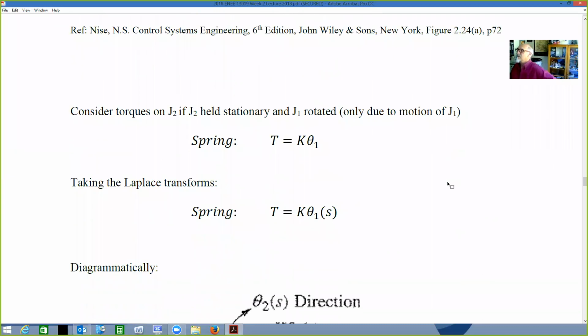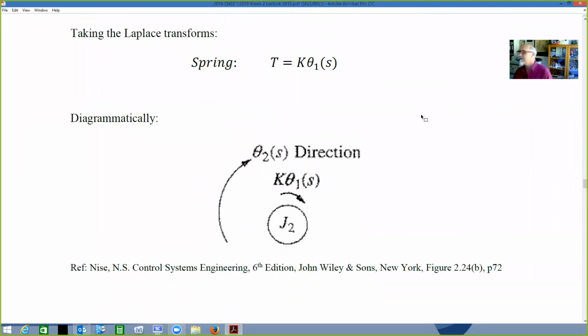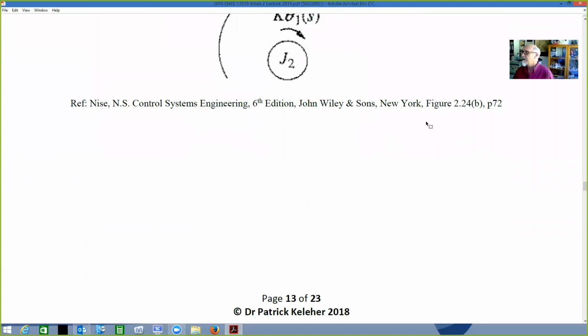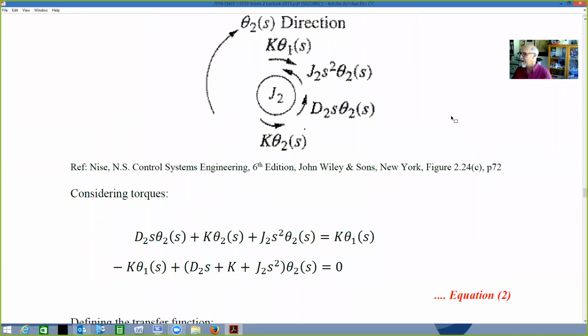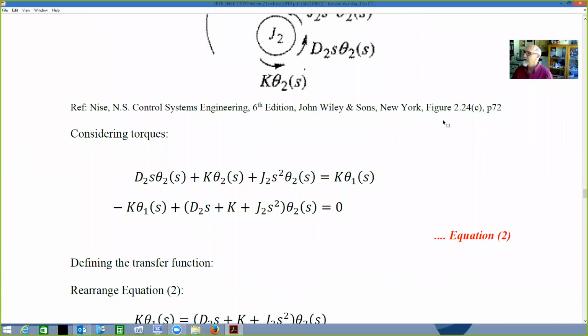Also consider the torques on J2. If J2, hold it stationary, and what happens to J1? Do your Laplace transform. There's your little diagram. Then basically combine all that information, because that's how we're going to go about generating our expression. So now we've generated a second expression by considering what happens to that J2 and J1 under those conditions.